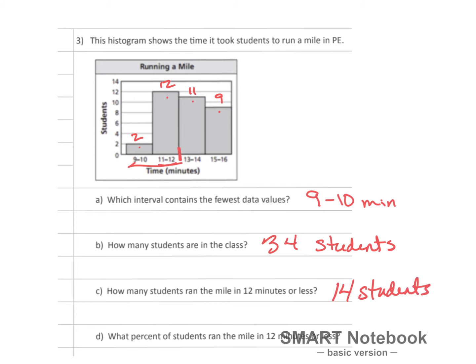And the last question, what percent of students ran the mile in 12 minutes or less? So we're going to set up a proportion, and I'm going to do it above. I got 14 students out of 34. I want a percent, so that's out of 100. So I'm going to divide by 0.34 to get 100. So 14 divided by 0.34 gives us about 35%. We round it to a whole percent.